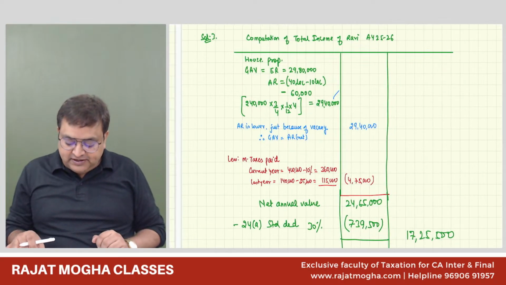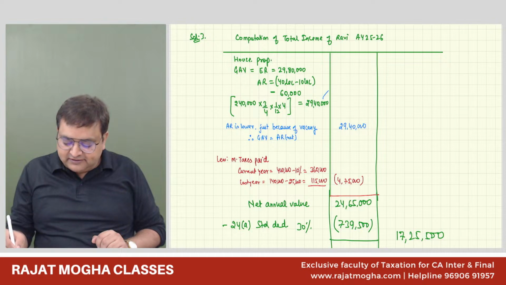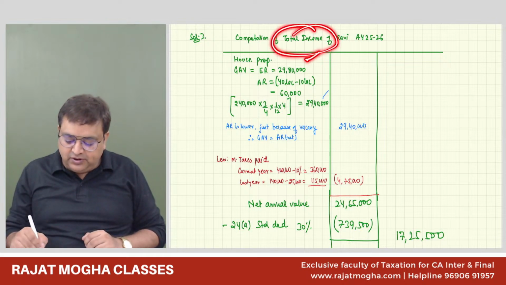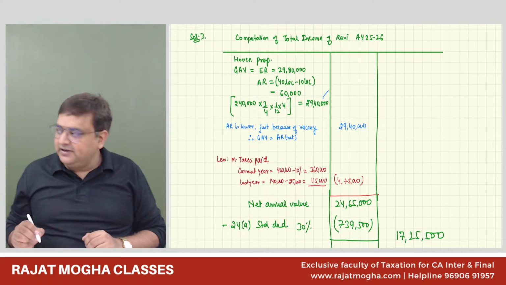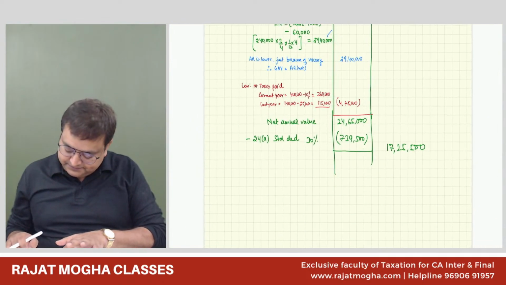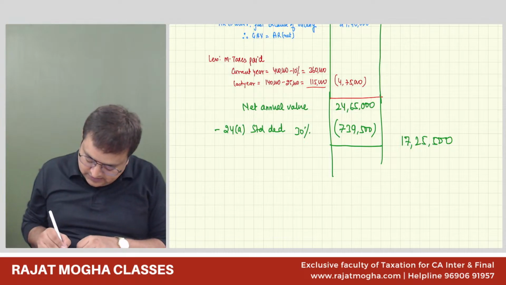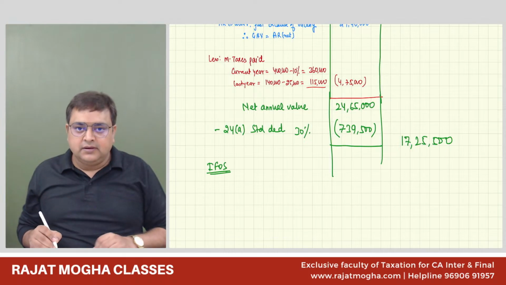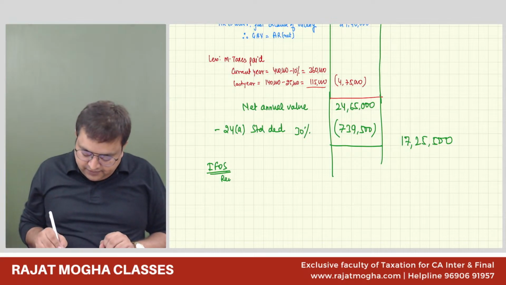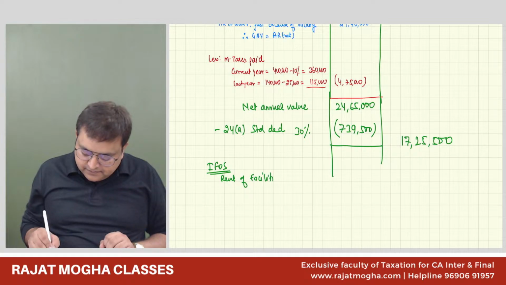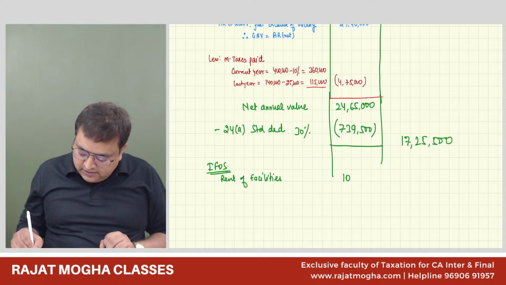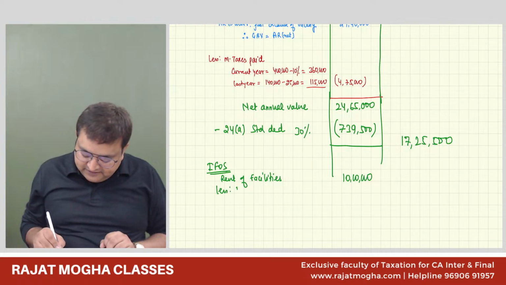Now, since the question is asking not just the house property, they are asking me the total income. What is the total income of the assessee? So we have IFOS income also, income from other sources. Rent of amenities or facilities: 10 lakh is the rent for the facilities, less expenses.